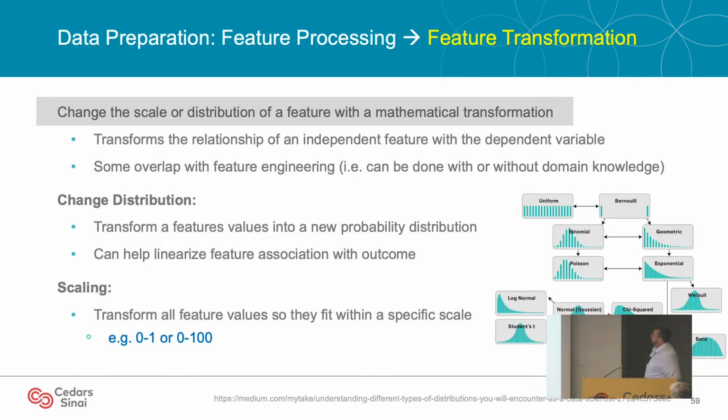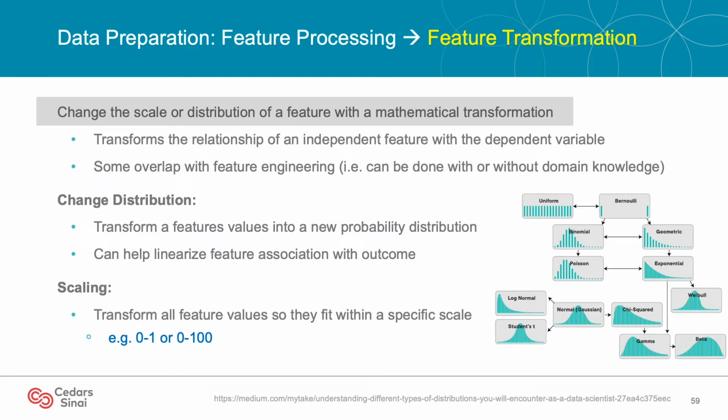Feature transformation. This is to change the scale or distribution of features using some kind of mathematical transformation. It's going to transform the relationship between the independent features in your data set and the dependent variable. Usually you do this on a variable by variable basis, or you can do it across all variables at once. There is some overlap with feature engineering here, because you might have prior knowledge that it's really important to use a certain transformation, maybe a log transformation of a variable, to put it into a linear relationship, right? So you can also think of feature transformation as part of feature engineering. But you can do it with or without domain knowledge.